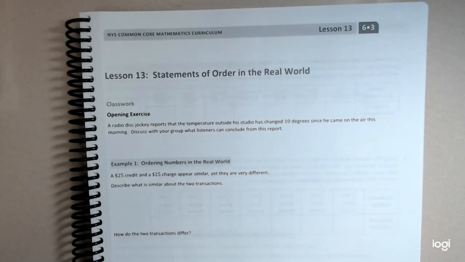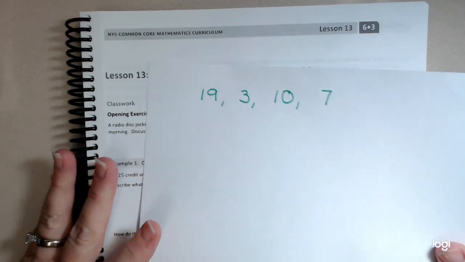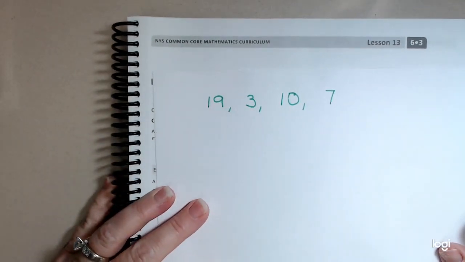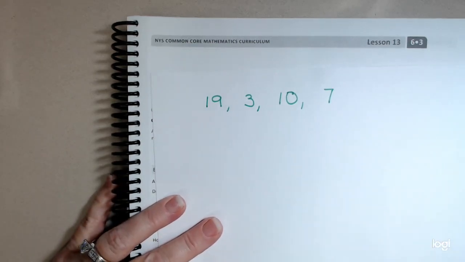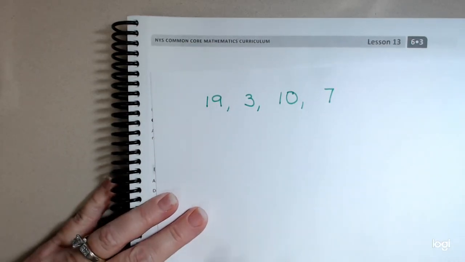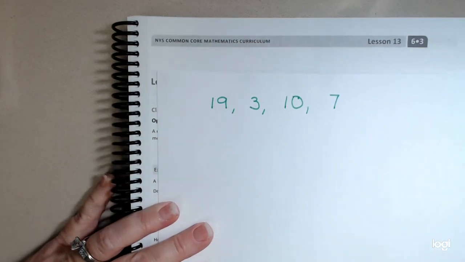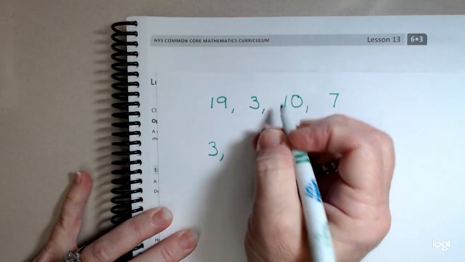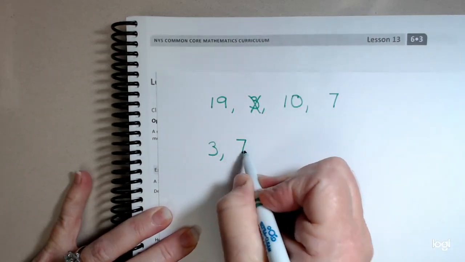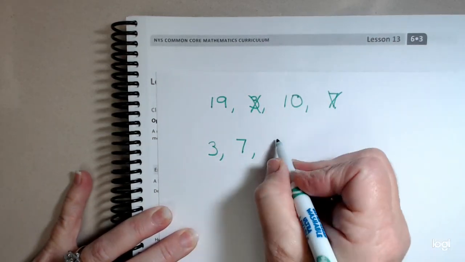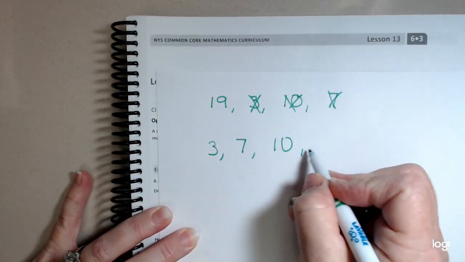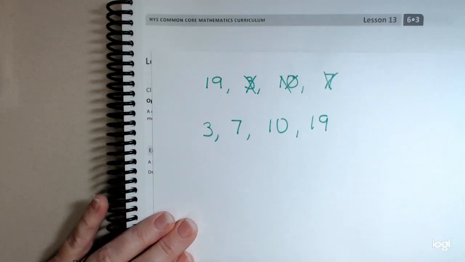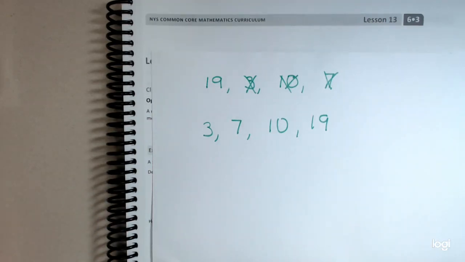On your piece of paper or your marker board, I would like for you to put these four integers in order from least to greatest. Okay, pretty simple. Least to greatest. So if I would put these in order from least to greatest, I would put, let's see, 3 is the smallest. Then comes 7, 10, and finally 19. Okay. So I would say my numbers are in order from least to greatest.